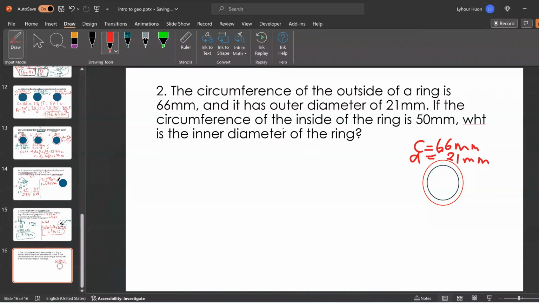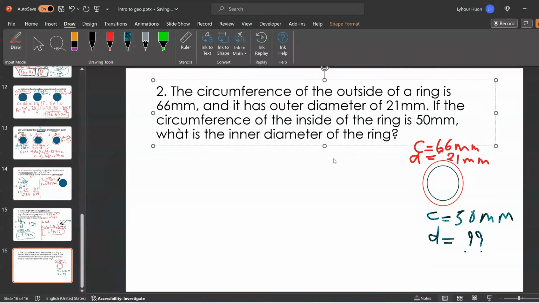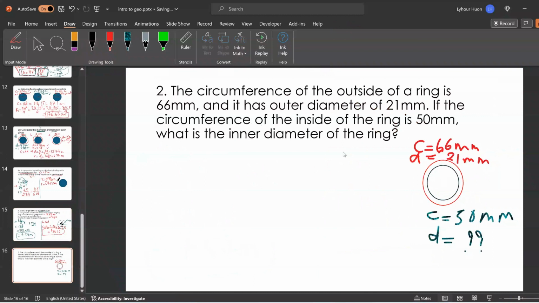If the circumference inside the ring, okay, put here. If the circumference inside, so the small circumference is 50 millimeters, what is the diameter? Oh, this is actually the tricky one. I think this is not involving the formula of the circle. It's not. Why?